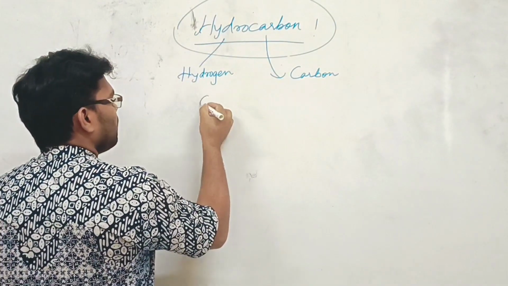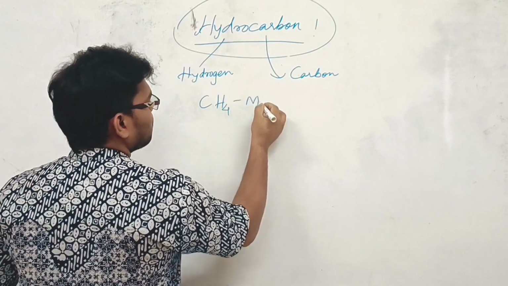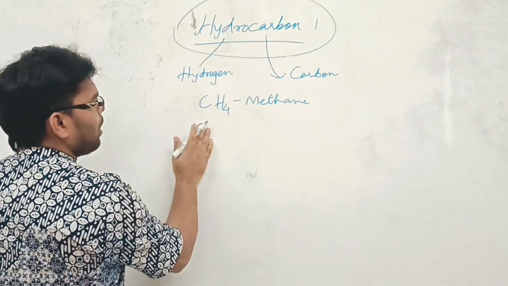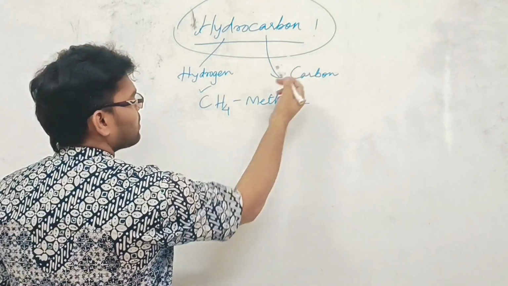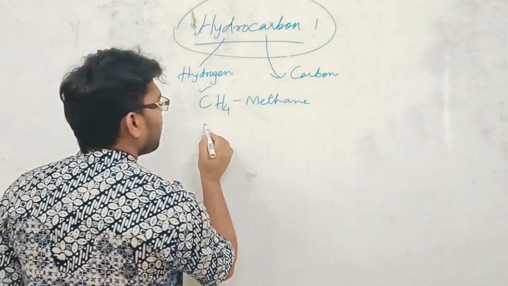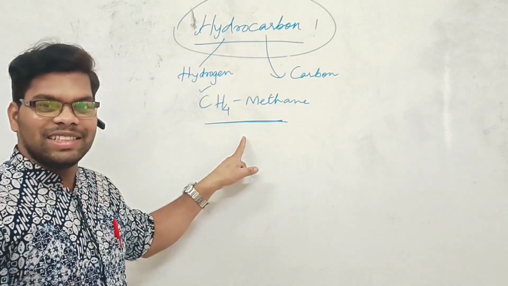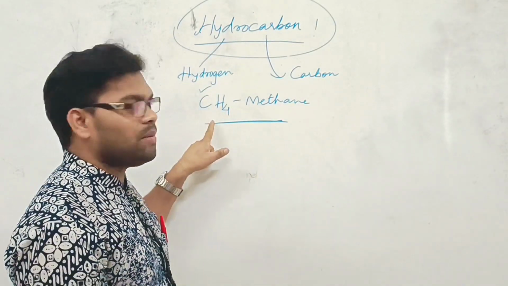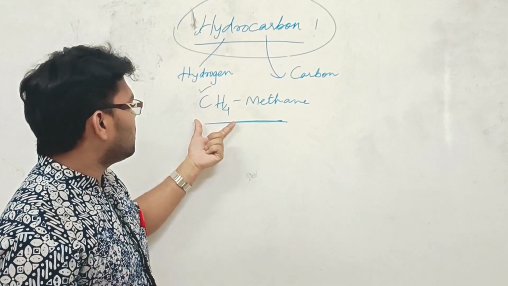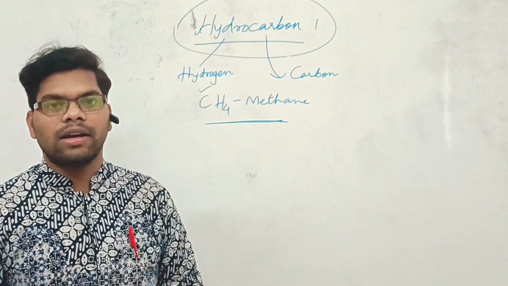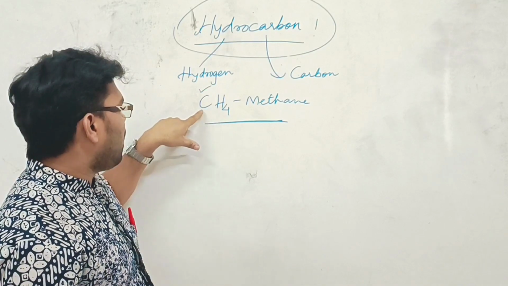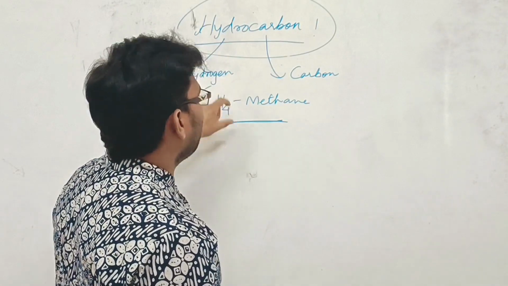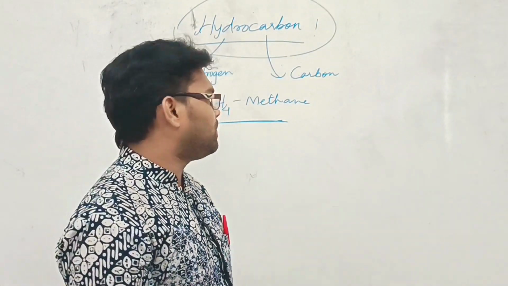For example, let's say methane. In methane you can find the carbon element is there, and the hydrogen element is there. So you can tell me, is it hydrocarbon or not? Well, that's absolutely right. It's a hydrocarbon because the compound contains hydrogen as well as carbon. Here are 4 hydrogens and 1 carbon atom. So this is an appropriate example of a hydrocarbon.